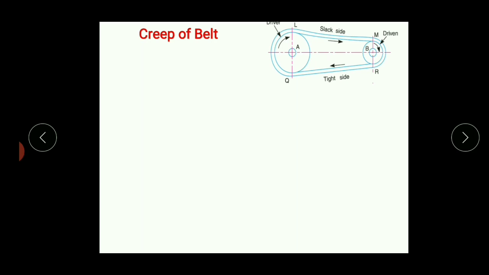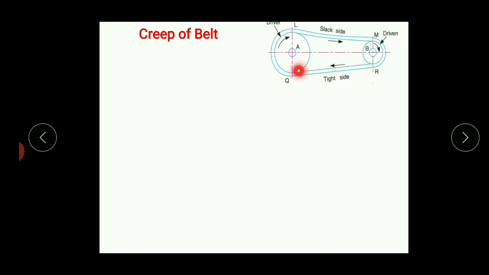So when the belt passes over the tight side, due to the higher tension the length of the belt increases slightly. Similarly, when the same belt passes from the driver and comes to the top, where there is lower tension, then due to the lower tension the belt comes back to its original position. That means on the tight side it elongates, and at the point of release its elongation comes back to normal.